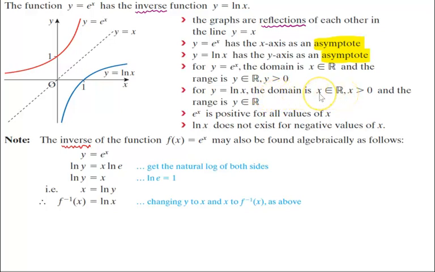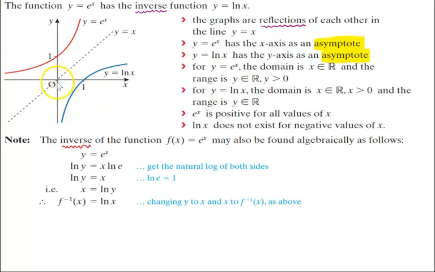So the domain, so all the x values or inputs, are the real number line where x is greater than 0. In the same way, the x values are never going to be negative, and they're never going to be 0 either. Because remember, this blue curve is getting closer and closer to the y-axis, but it never actually touches it because the y-axis is an asymptote. So it never actually touches that invisible line.